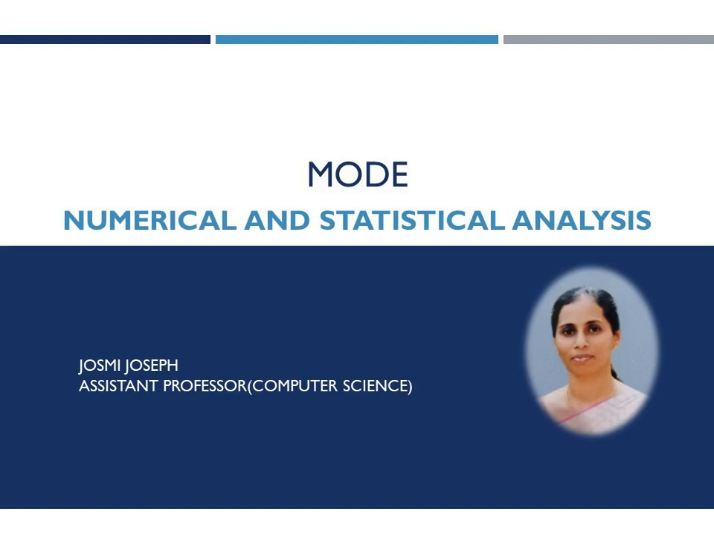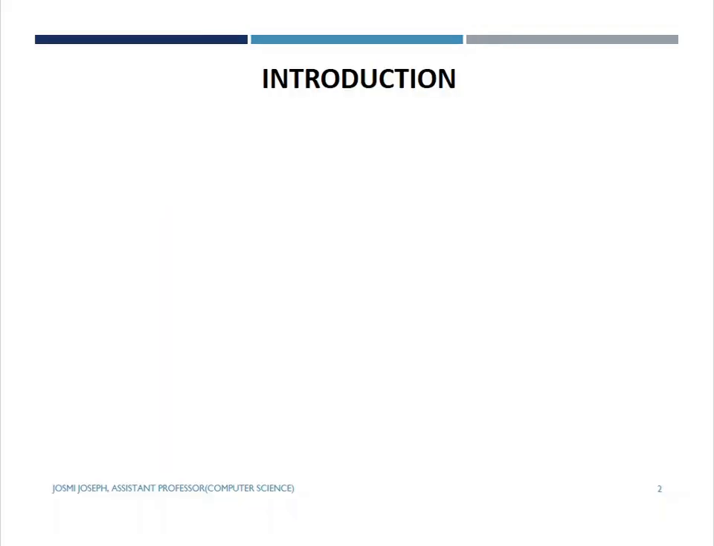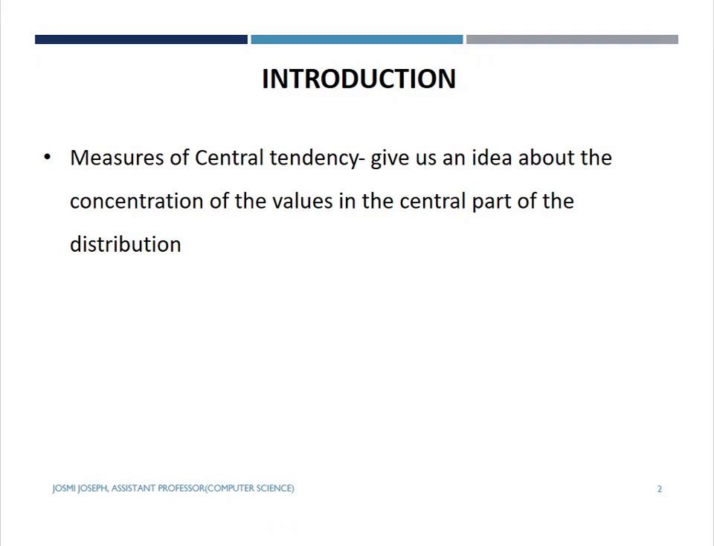Today we are going to discuss mode in numerical and statistical analysis. One of the important objectives of statistical analysis is to determine various numerical measures which describe the characteristics of a distribution. One such measure is central tendency. And here we are going to discuss the measure of central tendency. The measures of central tendency give us an idea about the concentration of the values in the central part of the distribution.